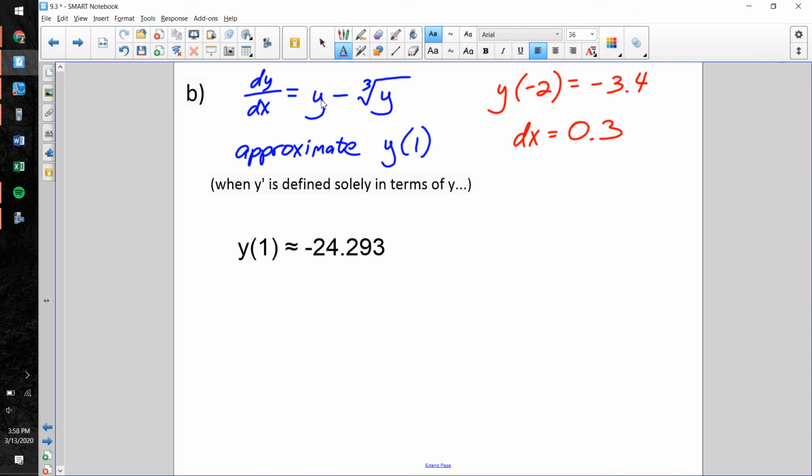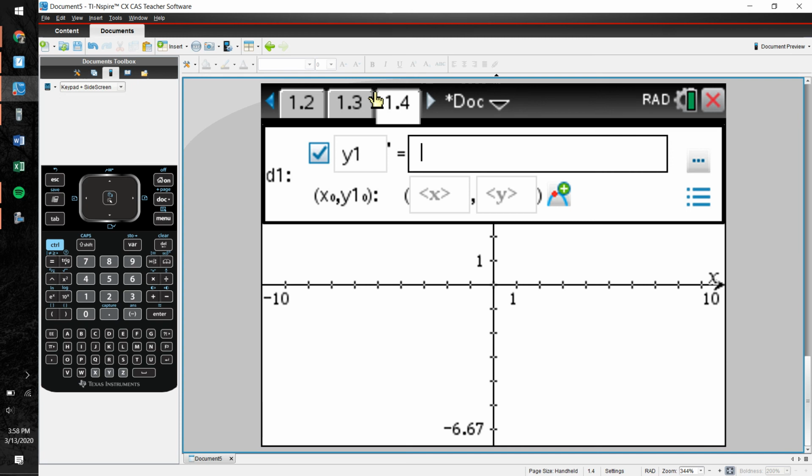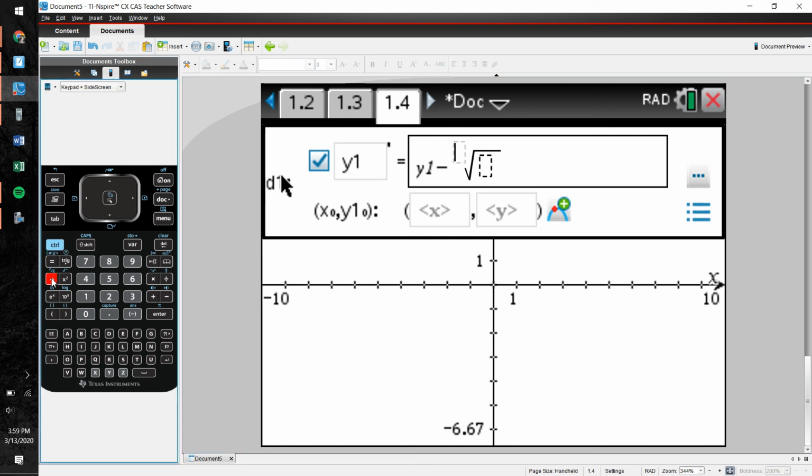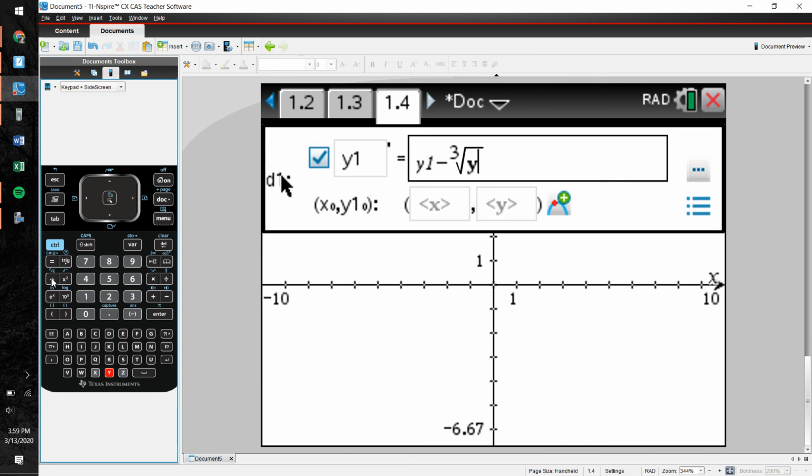Now, we have it written as y minus the cube root of y. The one thing, and if you can't get a differential equation to graph, this is probably what you're doing wrong: instead of just typing y, we have to type in y1 so the calculator knows that it's in reference to this differential equation here. So it was y1 minus, and then our next part was the cube root of, and again, instead of just y, it's going to be y1.